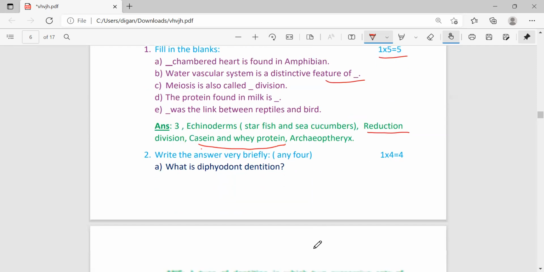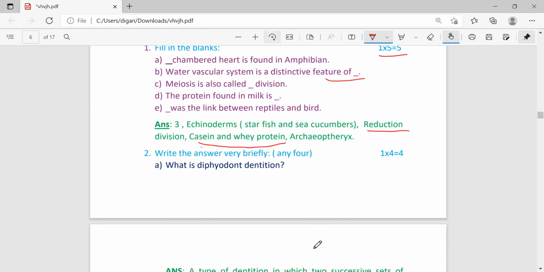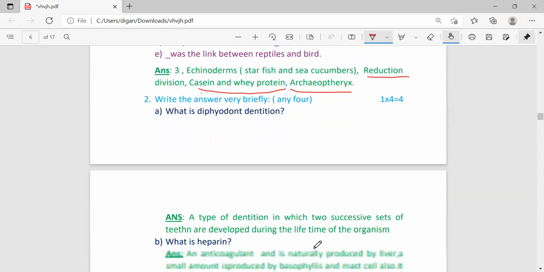And the next option is dash was the link between the reptile and bird. The answer should be Archaeopteryx. It means this Archaeopteryx has some characters of reptiles and some of birds. It indicates that it is the link between the reptiles and the birds. Now come to the second question.